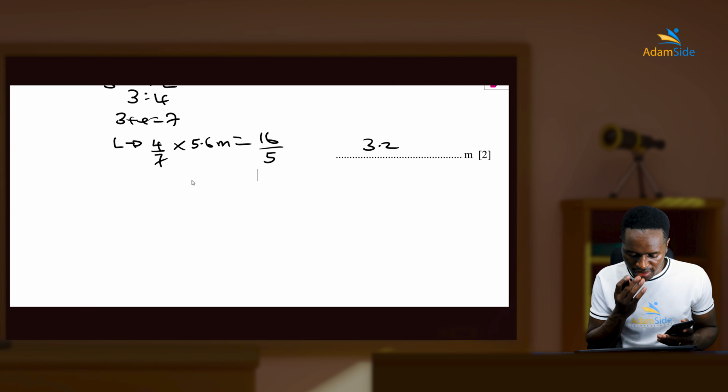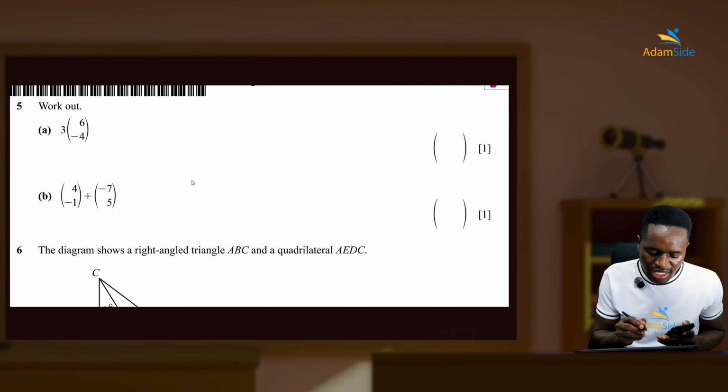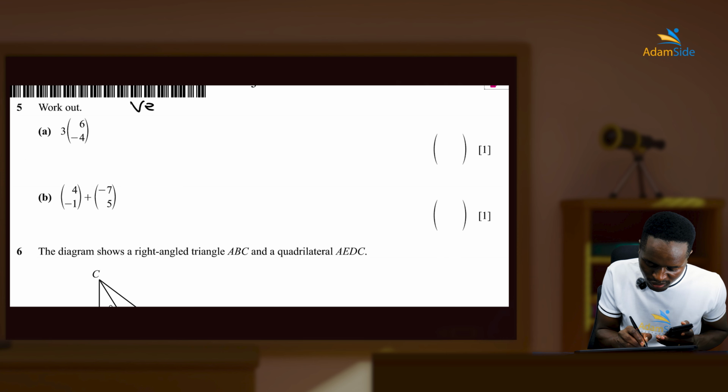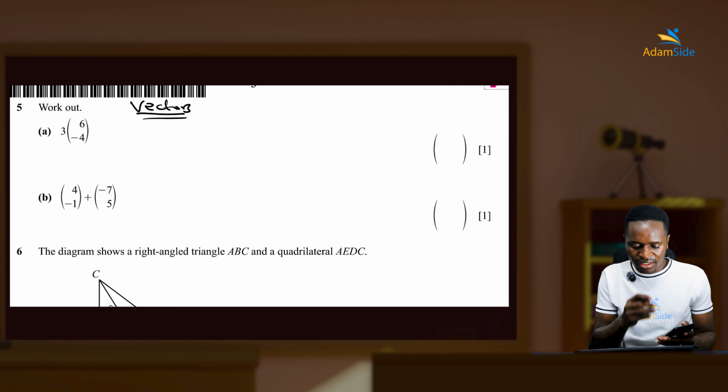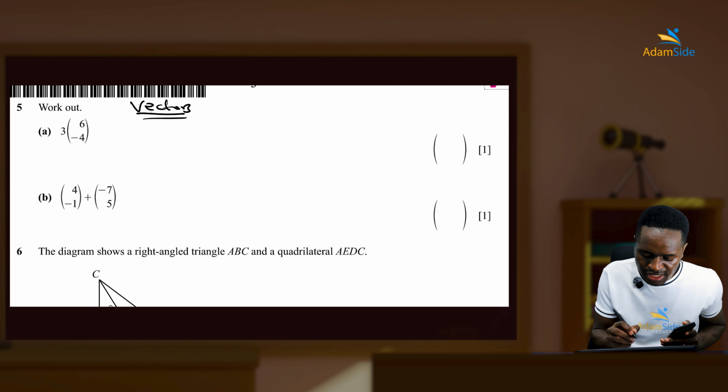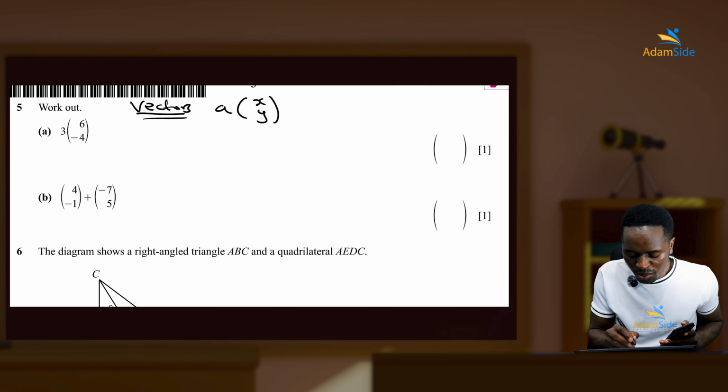Let's go. Next question. So the next question here is talking about vectors, the unit of vectors. Wow, this is so nice. And here it's scalar vector. You're talking about scalar vector. When you say A is equal to X, Y, what do you do? You multiply your coefficient with all elements inside your vector. So your answer will be AX, AY.